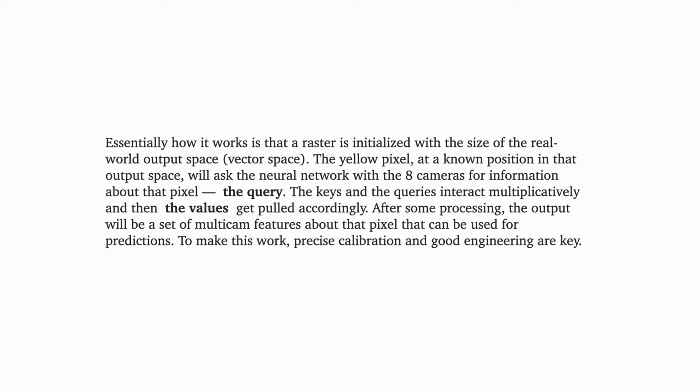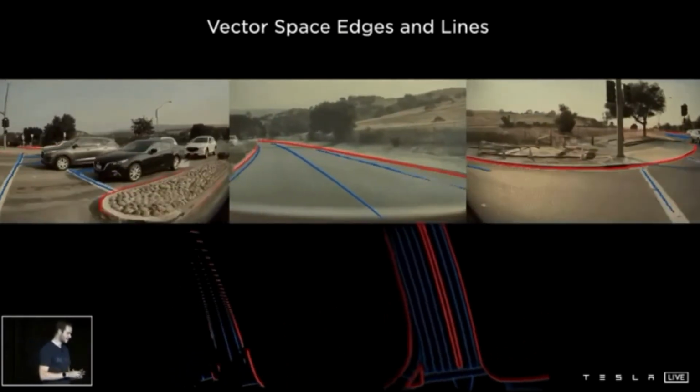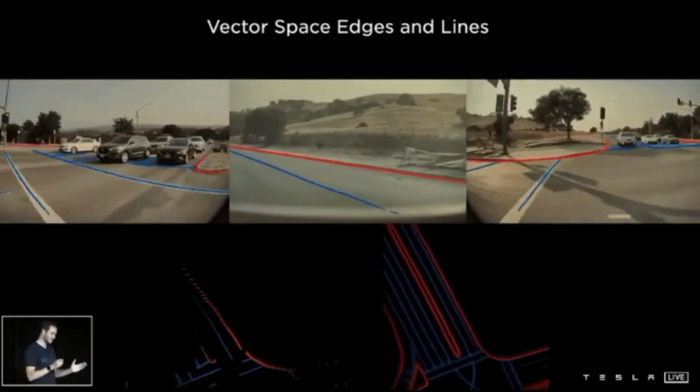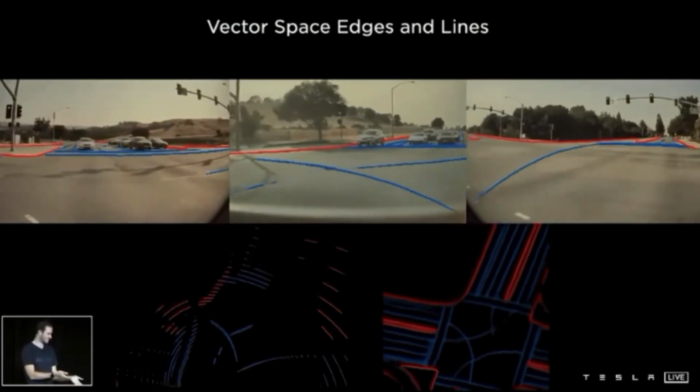To make this work, precise calibration and good engineering are key. If you build a car, the cameras will always be positioned in a slightly different way. Before you feed images into the neural network, you need to calibrate. The final result is a big performance improvement and better predictions coming directly out of the neural network.